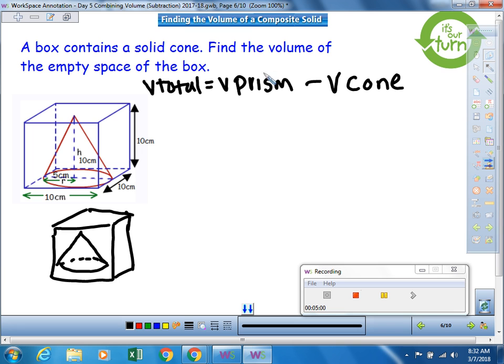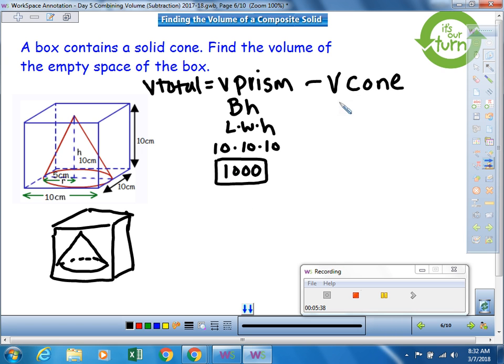Okay, so there's our initial statement. So for a prism, you can do either of these. You can do the area of the base times the height, but the area of the base is really length times width, and then times the height. So some people have learned it like this, length times width times height, and that's fine. And so this would be 10 by 10 by 10. So 10 times 10 times 10 is 1,000. Okay, so there's this first volume.